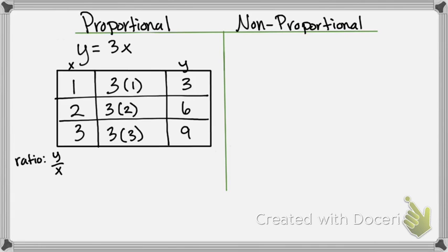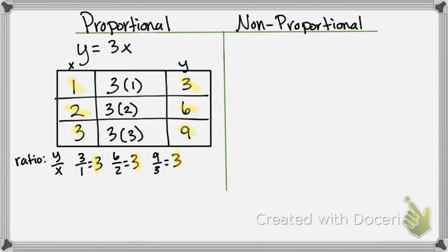Since we're on the proportional side, when I put 3 over 1, we get 3. When I put 6 over 2, because they're together in an ordered pair, I still get 3. And if I put 9 over 3, because that's y over x, I still get 3. So in a proportional relationship, the ratio is the same. It's constant, because it was 3.